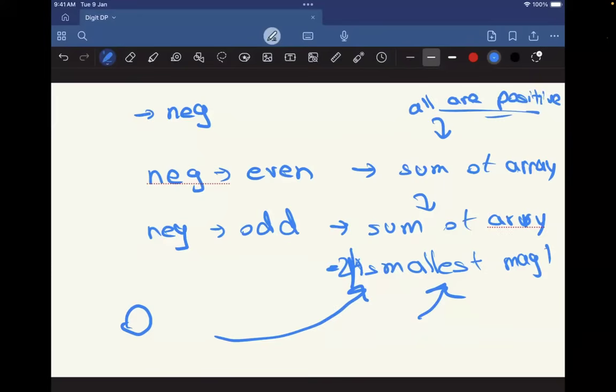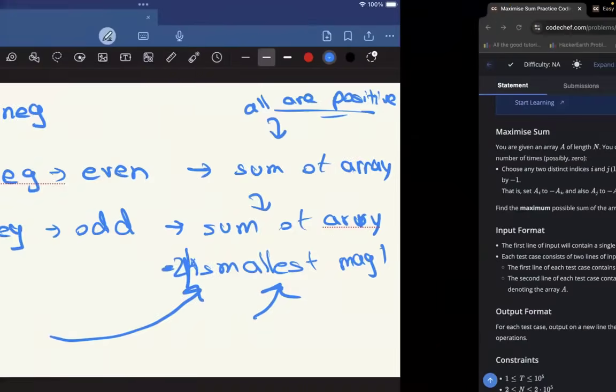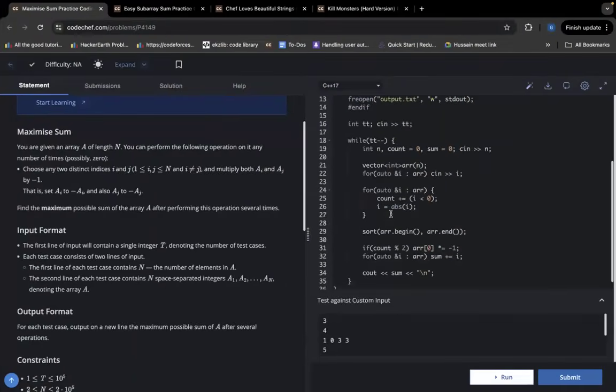The idea is that we can make all numbers positive except one in the odd case, and in the even case, we can make all numbers positive. So if this much is clear, let me show you the code. The code is simple. I am having count, which stores the count of negative numbers. Sum stores the sum of the array. So I take input of the array. After taking input of the array, I iterate through all elements.